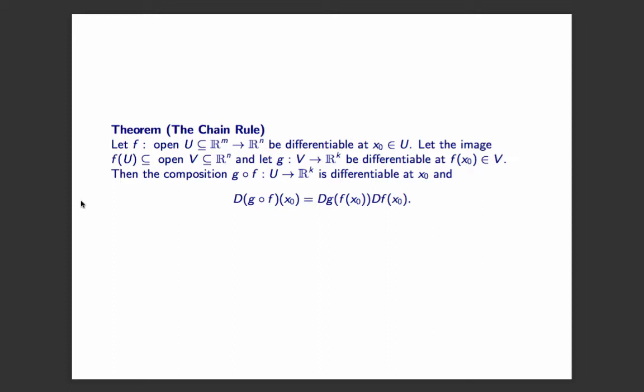So f maps an open set of Rm to Rn. The image of the domain U is contained in the domain of g, and g maps it to Rk. So if f is differentiable at x naught, and g is differentiable at f of x naught, then the composition is differentiable at x naught, and the derivative at x naught is given by the familiar chain rule: the derivative of g at f of x naught times the derivative of f at x naught. So let's prove this statement.